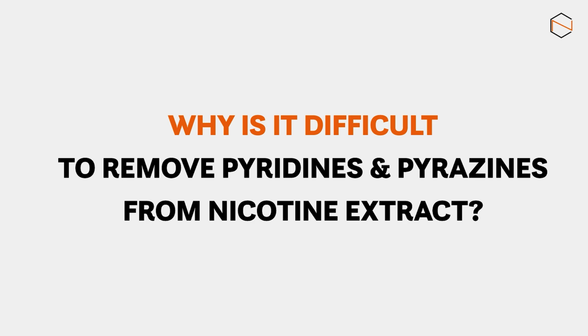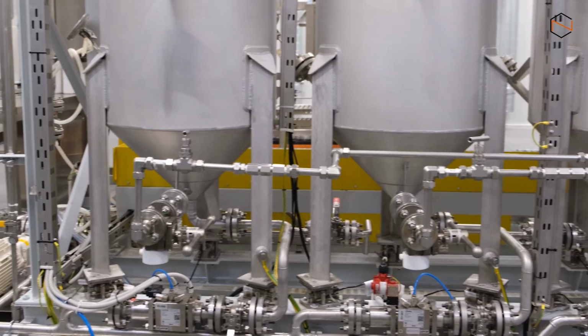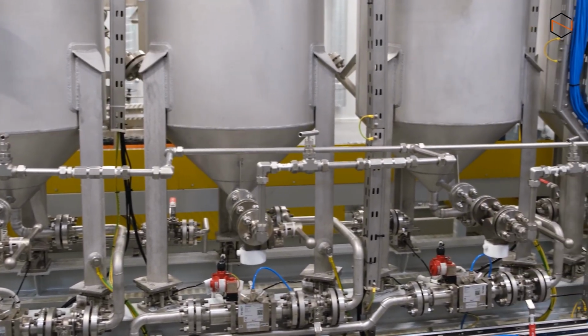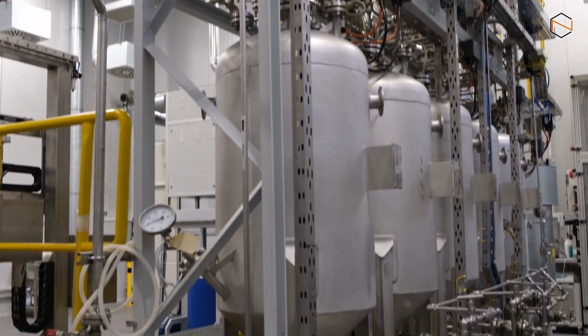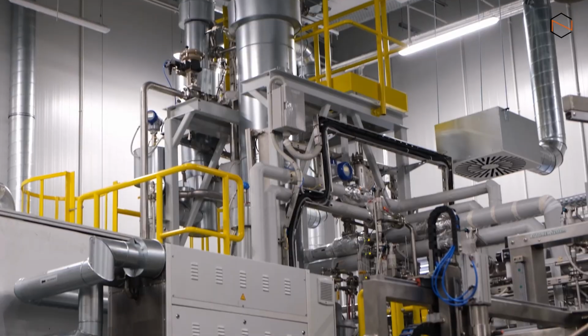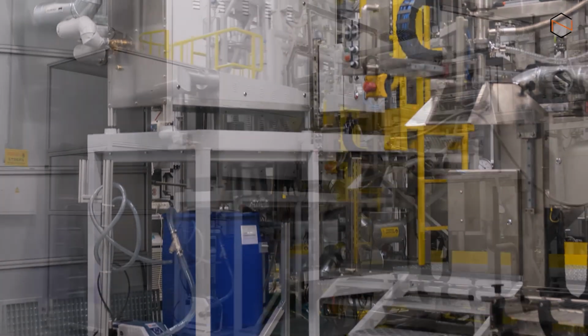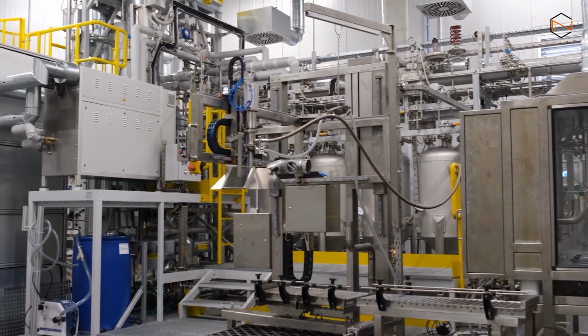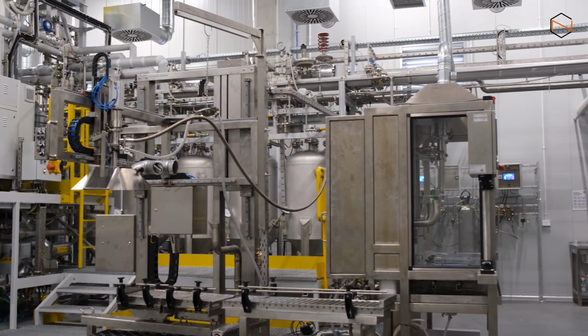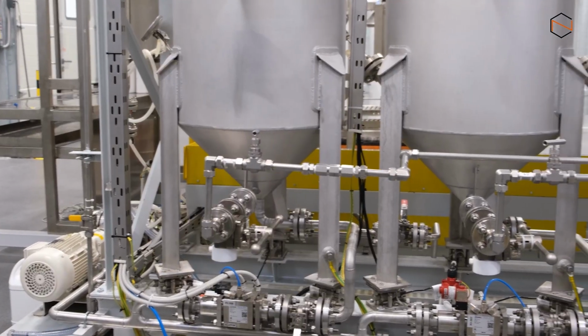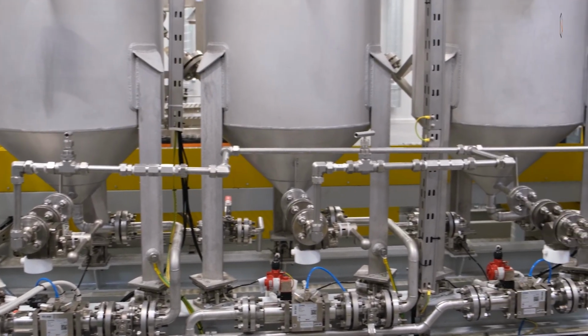Now let's take a closer look at why removing pyridines and pyrazines from nicotine extract is so challenging. Curing and pre-treatment of tobacco leaves have a significant impact on the levels of these compounds in the nicotine extract. By the time distillation begins, pyridines and pyrazines are already present only in trace amounts, but distillation is the key step to remove them. Because they are chemically similar to nicotine, it's hard to separate them earlier in the process. Even though they have lower boiling points than nicotine, their very low concentration means they don't form a separate fraction during distillation. Despite these challenges, we have developed a process that allows us to successfully remove these compounds and achieve nicotine with a purity of up to 99.99%.